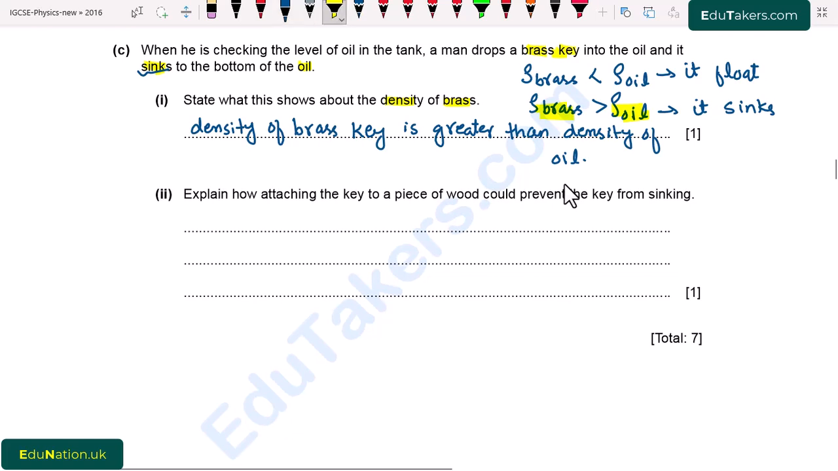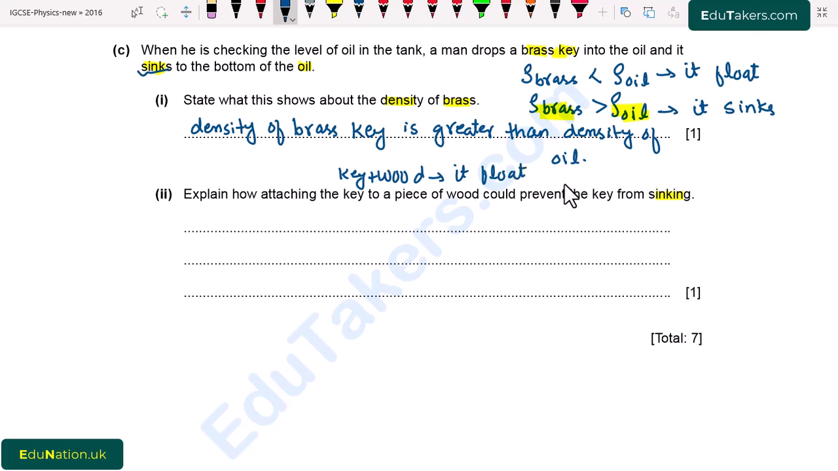Next, part 2. Explain how attaching the key to a piece of wood could prevent the key from sinking. Now, in part 1, we just dropped the brass key into the oil and it sinks. But here it is asked that when we attach the piece of wood with the key, how this combination prevents the key from sinking. It means that when I consider key plus wood, it does not sink. Then the second option is that it floats.